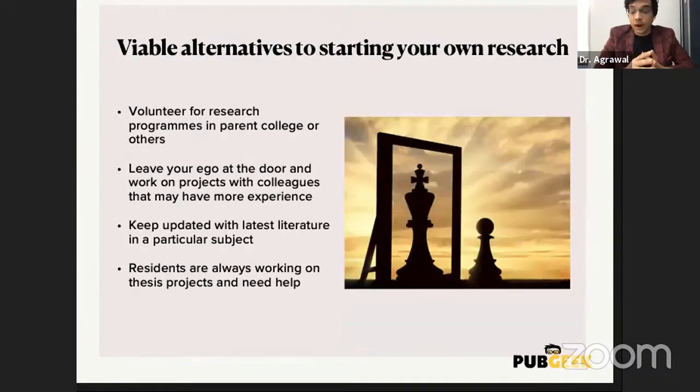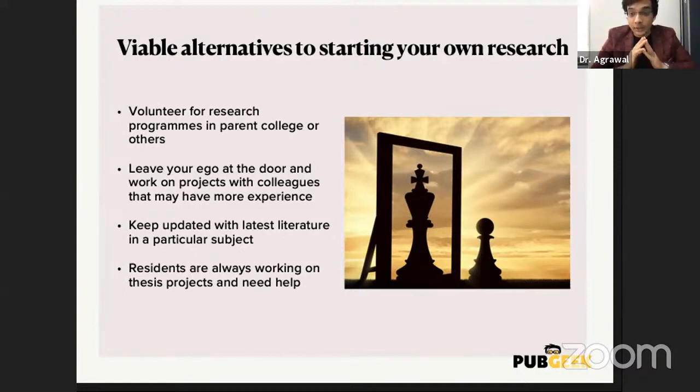So if you are still not confident after the end of this workshop to start your own research, you feel that, okay, I need some experience first, you can volunteer for any research programs in your parent college or others. You can leave your ego at the door, work on projects with your colleagues, even if it's a junior in your med school, it doesn't matter. If he has an interesting topic and you'd like to work on it, ask him. I'm sure he could use an extra helping hand.